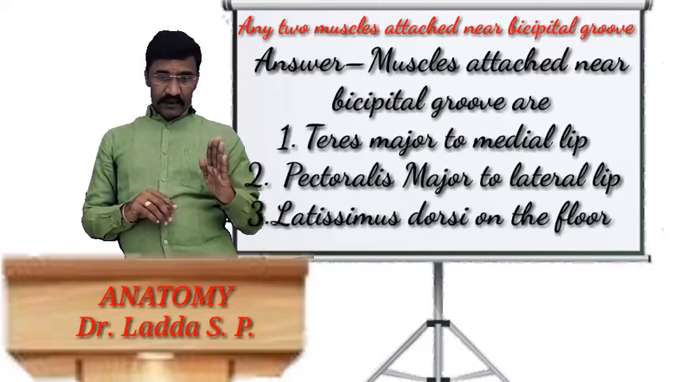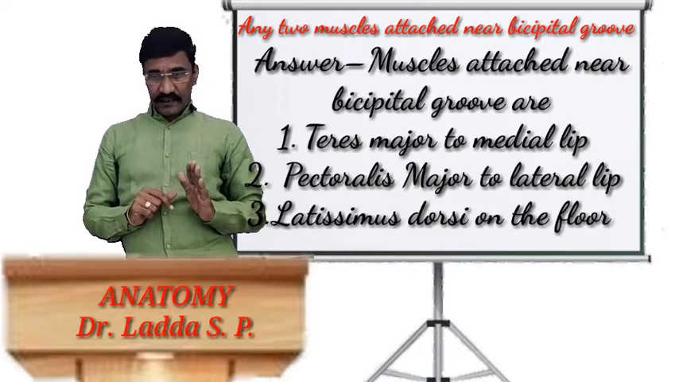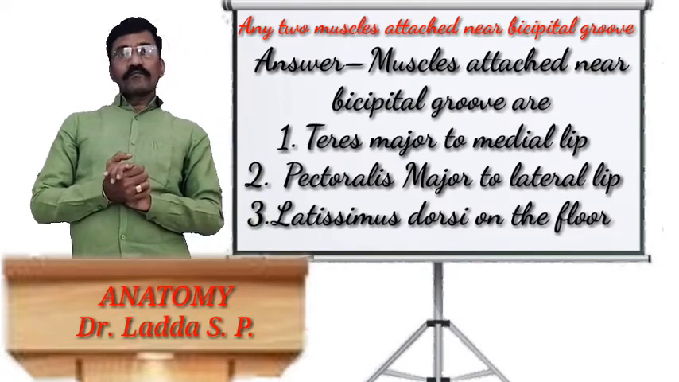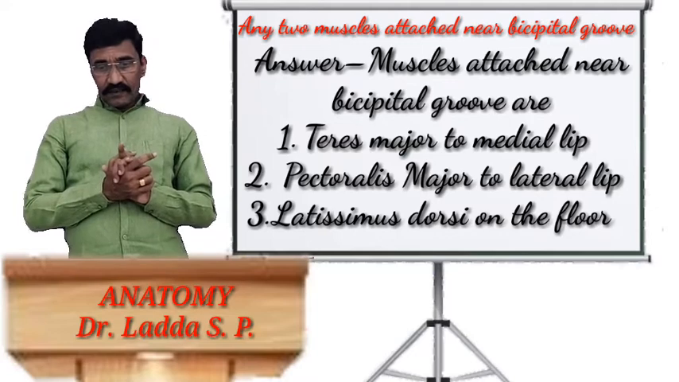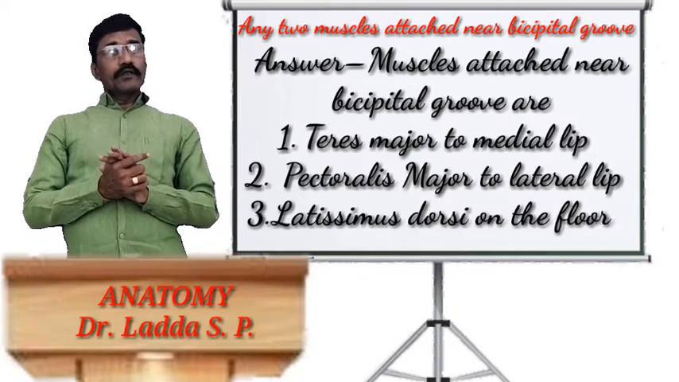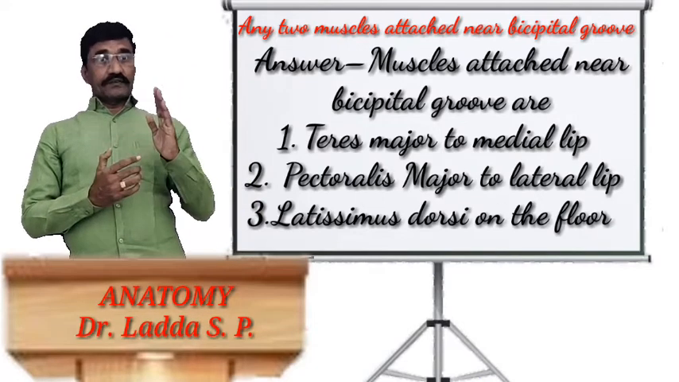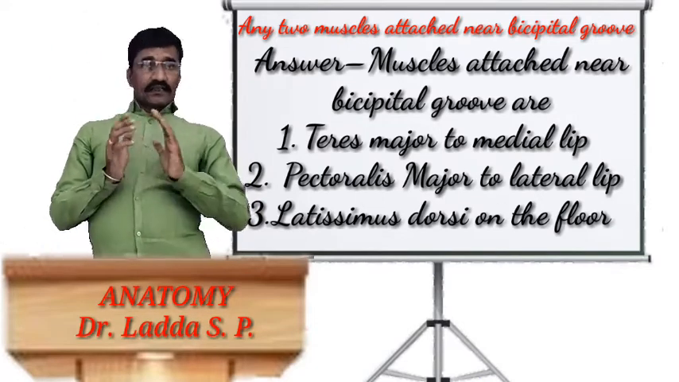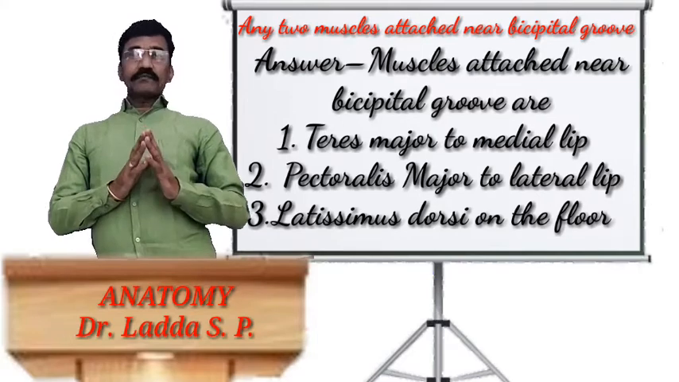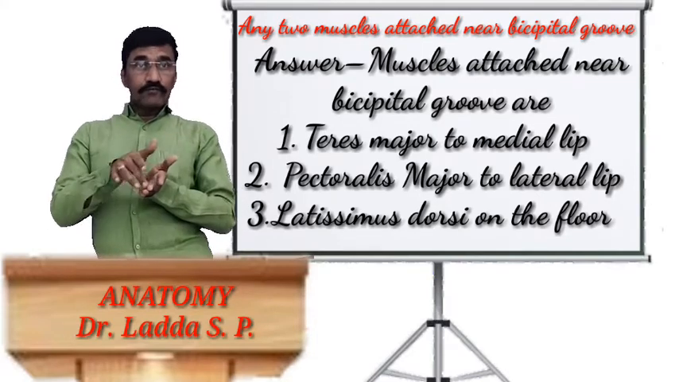So your answer is, following are the muscles attached near the bicipital groove. One is teres major, which is attached to the medial lip of the groove. One is pectoralis major, which is attached to the lateral lip of the groove. And the third one is the latissimus dorsi, which is attached at the floor of the groove.